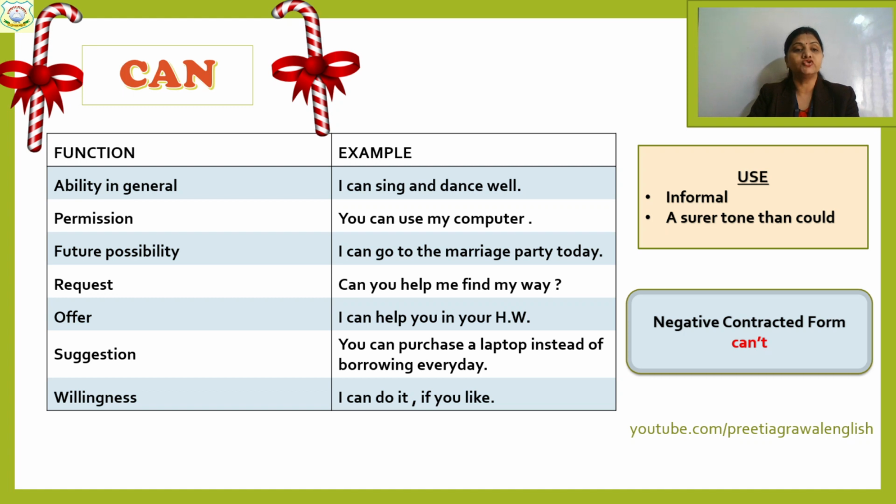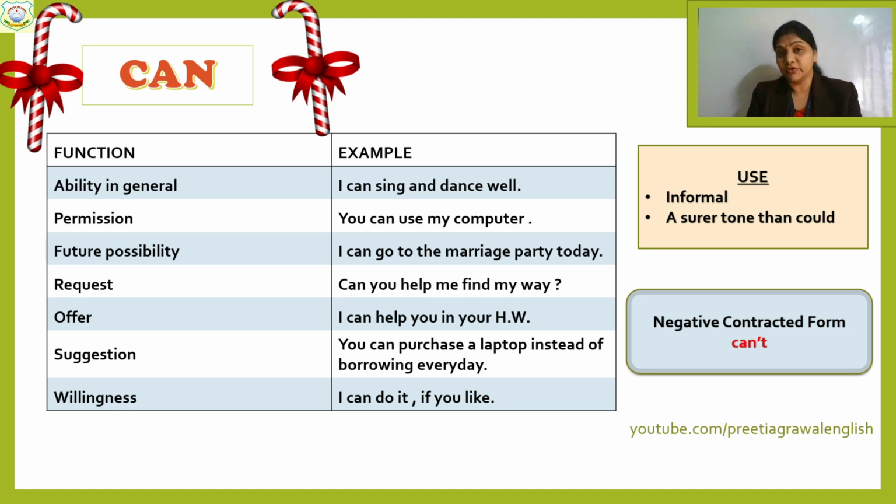Can is also used for permission. You can use my computer. So whenever you have to permit anyone, you can use this modal can. And can is informal. See, whenever we are using modals, there are different types of usage. It can be formal also, it can be informal also.